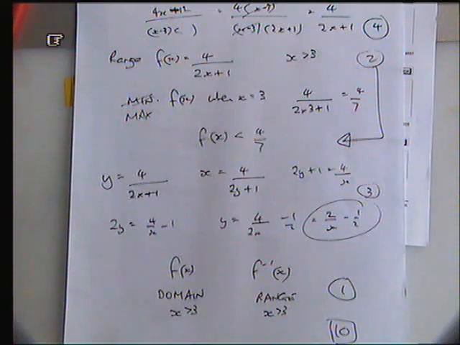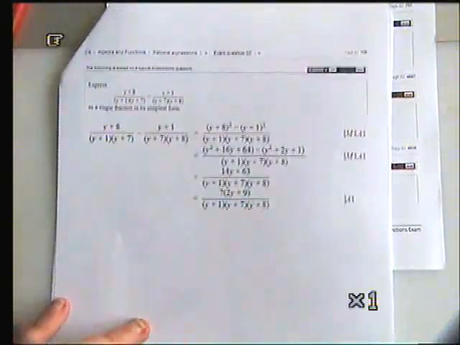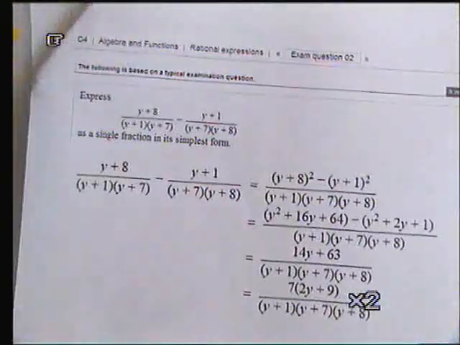Okay. Question 2, I'm not going to run through, I'm just going to show you the mark scheme and mention a few things. Any questions, queries about question 1? Question 2, which is this one here. Okay, for question 2.